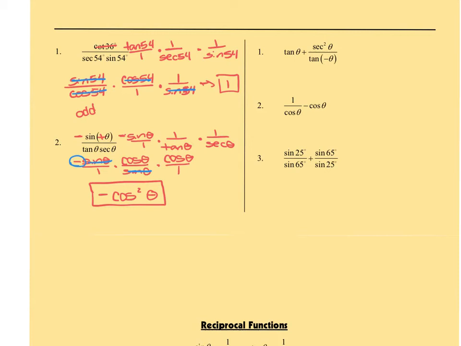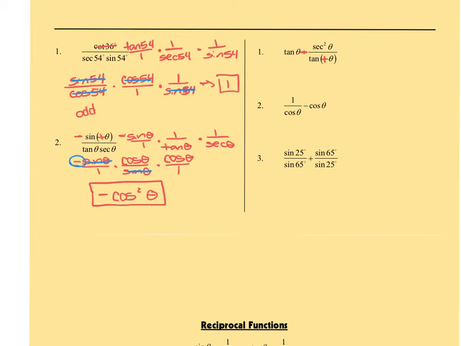Tangent is odd, so a tangent of a negative theta is the same as negative tangent theta. So instead of a negative angle, I'm going to pop the negative to the front, but then instead of writing it down here, I'm going to change this plus to a minus. It's almost like writing the negative in front of the fraction.